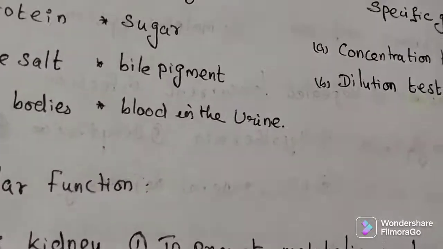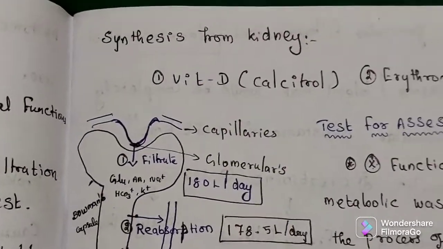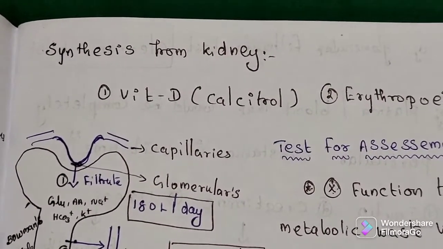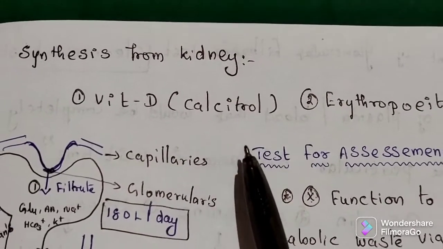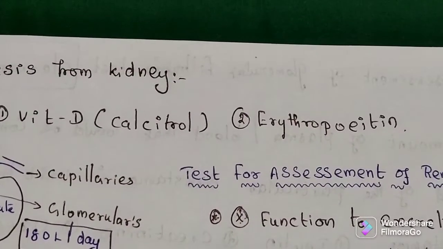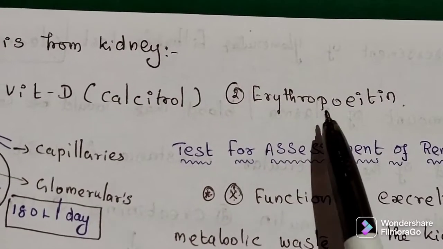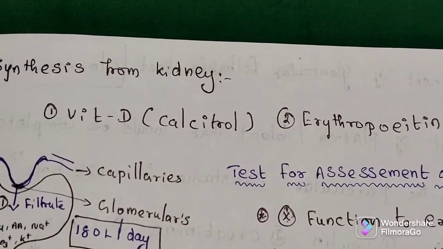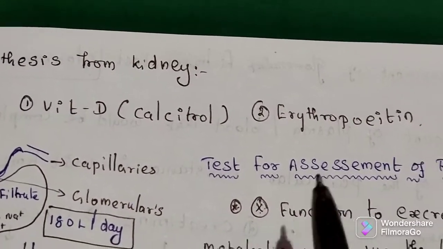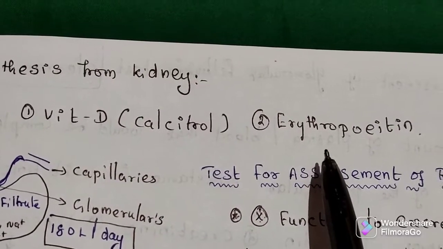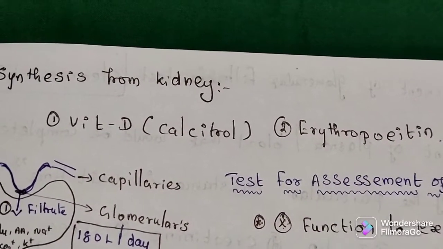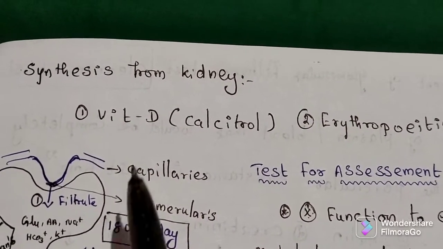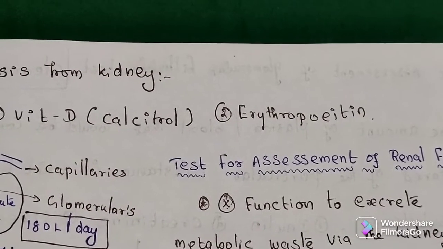Then the kidney is also responsible for synthesis of vitamin D, that is calcitriol, and synthesis of erythropoietin. It is a hormone produced by the kidney. This one has an important role in production of RBC. So these are the two substances synthesized by the kidney: vitamin D and erythropoietin.